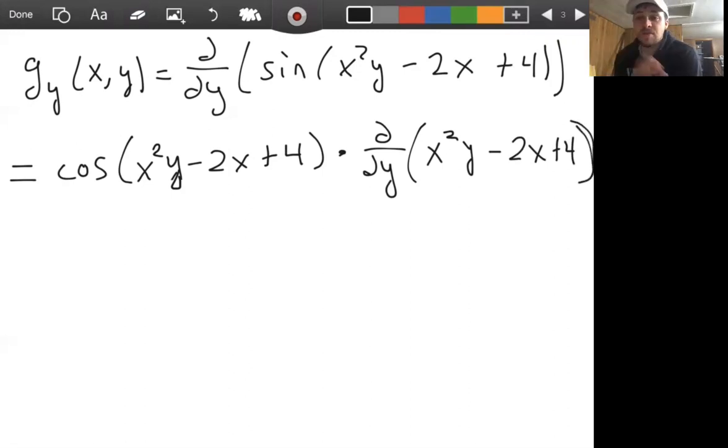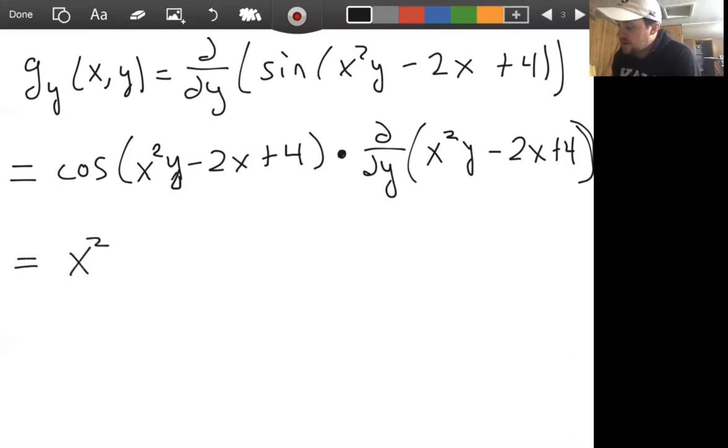Right? But again, since this is the partial with respect to y, when we do the chain rule, we need to make sure that when we take the derivative of the interior function, it's the derivative with respect to y. And so now you can see, well, x is a constant. And so when we take the partial derivative with respect to y of x squared y, the x squared can be pulled out because it's constant. And then the derivative of y is just 1 with respect to y. So it's going to be x squared.